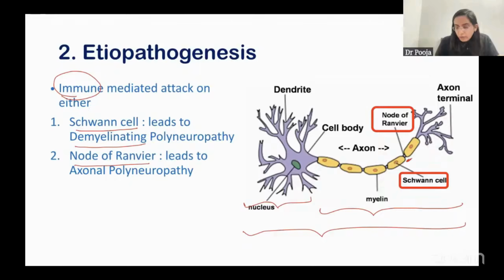Okay. However, if the attack happens at the node of Ranvier, then what will happen? At the node of Ranvier, you do not have any myelin. You have the axon. So the damage is going to be directly to the level of axon. And what will you have? You will have an axonal polyneuropathy. Okay. So this is like a very basic and fundamental. And just by drawing this one diagram and by just putting these 2-3 points, you can decipher the entire information. Okay.